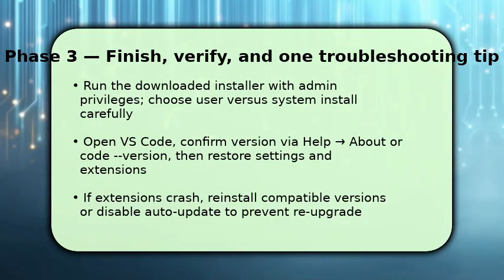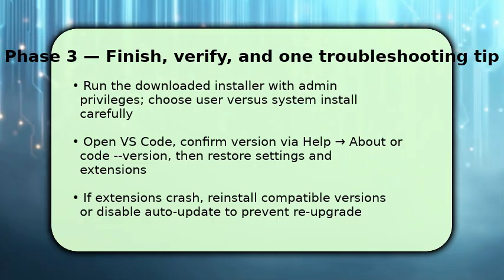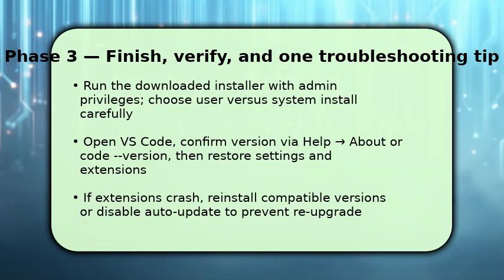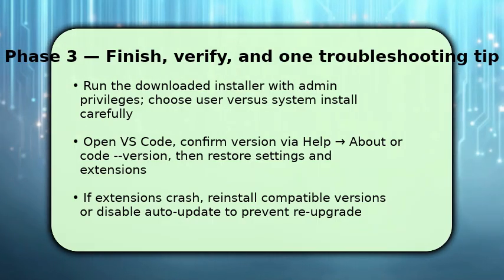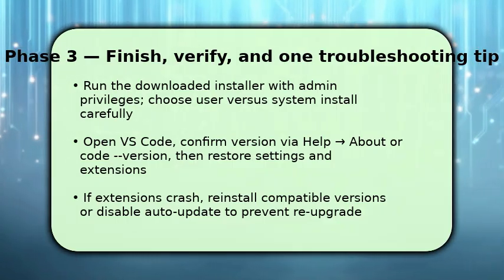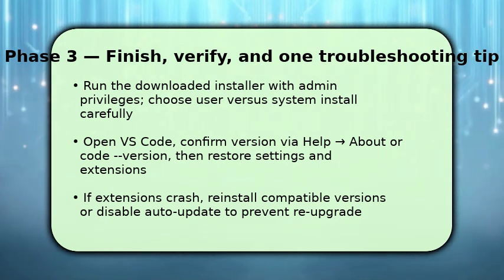After installation, launch VS Code and confirm the exact version using Help > About or code --version, and then restore your settings and re-add extensions from the list you saved. Make sure to disable automatic updates to prevent the app from upgrading again. Troubleshooting tip: if extensions break, start with a clean profile and add extensions one by one to identify incompatibility.